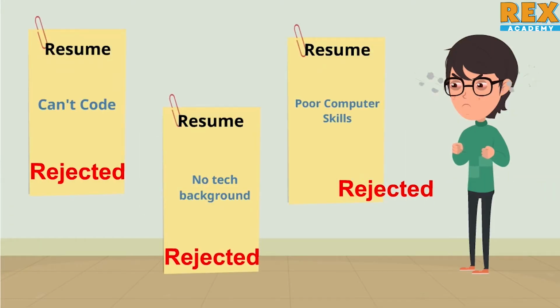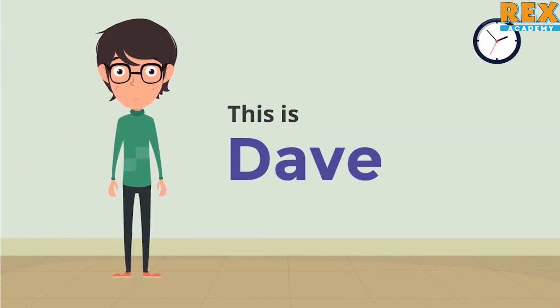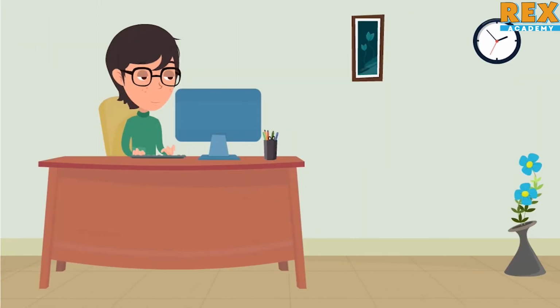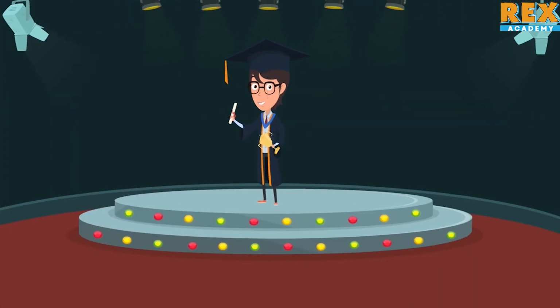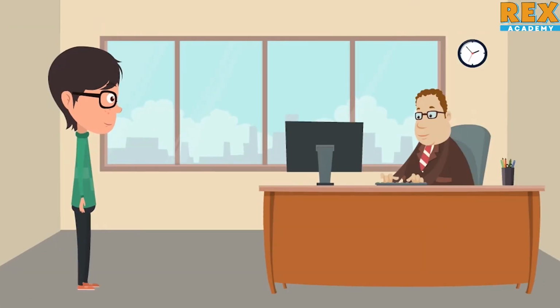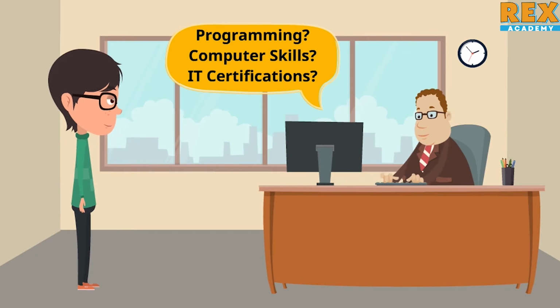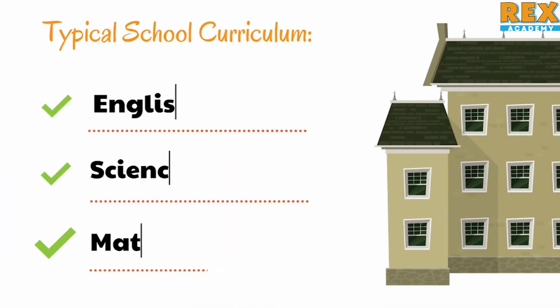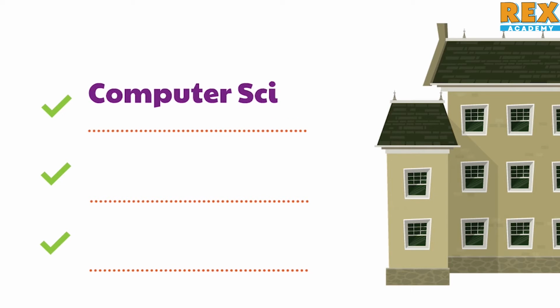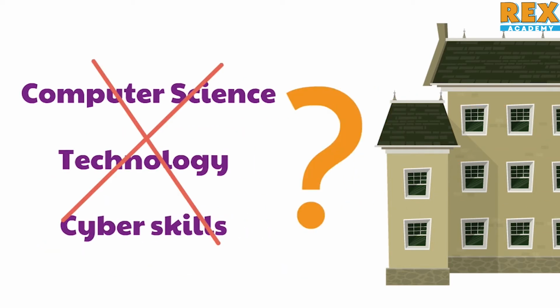Rejected, rejected, rejected. Meet Dave. He keeps getting rejected for every job he applies for, despite graduating at the top of his class. Every job he applies for seems to require a tech background. His school never provided technology classes, and he never realized the importance of a technology background until now.